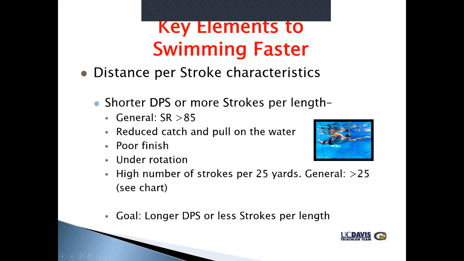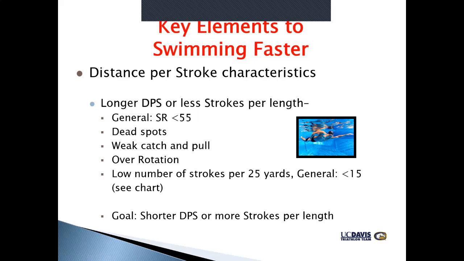Obviously, the goal is to increase your distance per stroke, or have fewer strokes per length. Now the opposite. Let's say you have a longer distance per stroke, where there are fewer strokes per length. Typically, that means that your stroke rate is low. I put the number here of less than 55. That's not always the case. In general, it just means that your stroke rate is slow, which may mean that you have dead spots. Dead spots are really spots where there is no mechanical rotation of the arms to create propulsion.